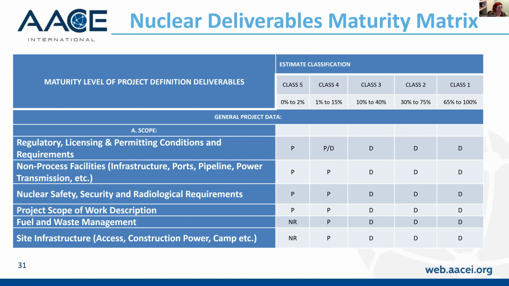And again, just a couple of other ideas, obviously, understanding what our plan is for fuel and waste management, and not required at class 5, but we expect that we would be preliminary at class 4, developed at class 3, etc. Our site infrastructure, again, not necessarily required at class 5, but we would expect to have this preliminary at class 4, etc. So that would be sort of our general project data related to scope. And this is just an extract. It is a fairly extensive nuclear deliverables maturity matrix.